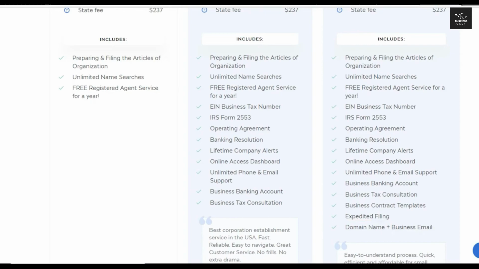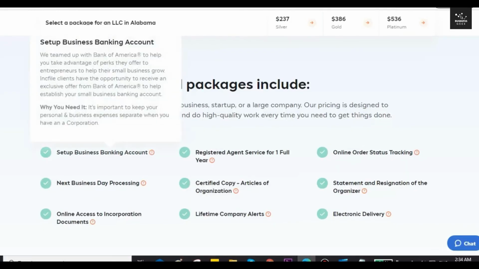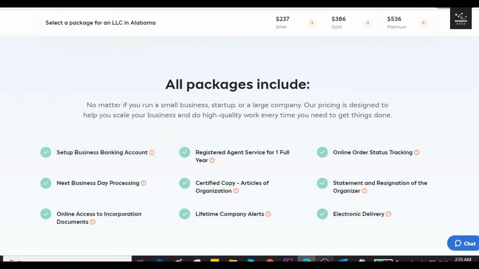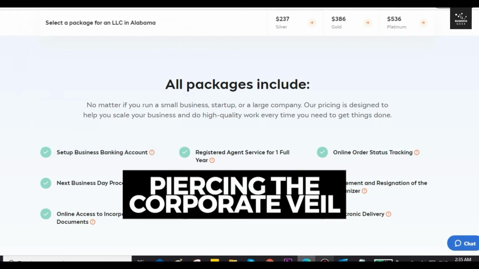IncFile also has an exclusive partnership with Bank of America, so you can easily open an eligible checking account for your business. Yes, it is a must for your LLC to have a business account. Remember, an LLC has limited liability, for it is a separate entity from its members. You may forfeit your liability protections if you combine your personal and business money, and this is where the term piercing the corporate veil comes into play.